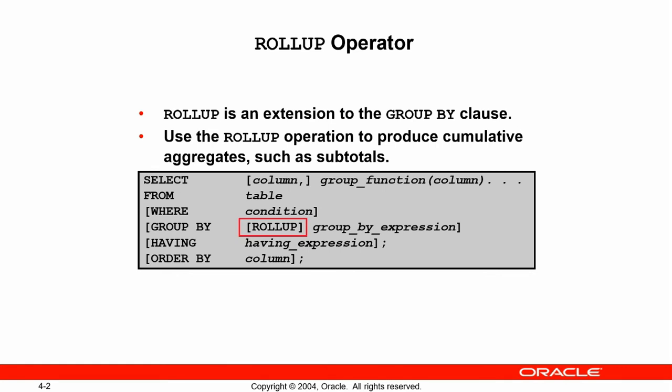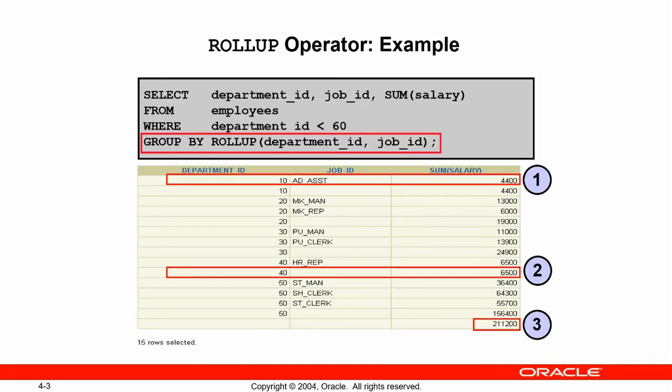You can use the rollup operation to produce the cumulative aggregates such as the subtotal that I already showed you in a practical. Here, this is the example. You can see that rollup department ID and job ID. So the department wise, here you can find the subtotal also, that is rollup.